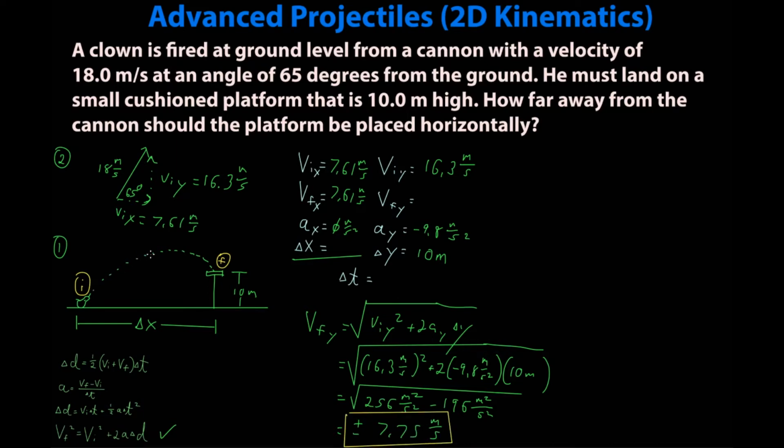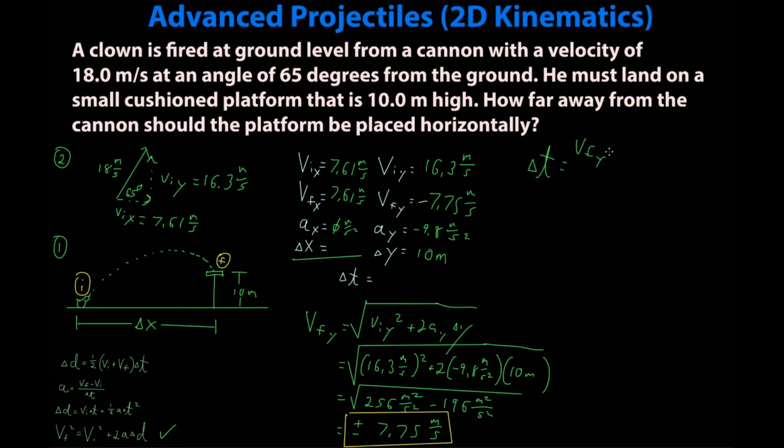Well, looking at my drawing, the clown is on his way down when he lands on the platform. That's the only way he could land on it. And this is actually kind of key. So I recommended as soon as the picture is drawn, and knowing he's on the down arc in order to land on the platform, this negative should have been put in right away. Because if I left this positive, that means I'd be placing the platform on the way up. So the clown would not land on the platform. You'd be slamming his face into the bottom of the platform, which would really be no good. So VFY is negative 7.75 meters per second.